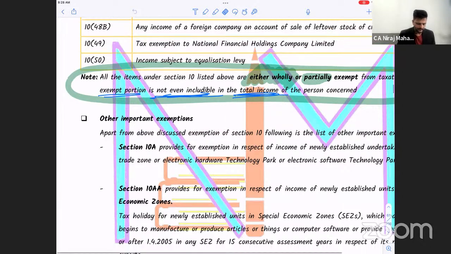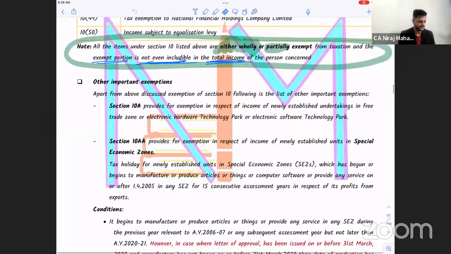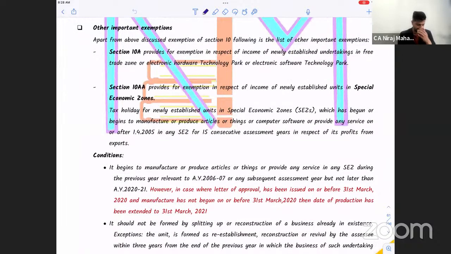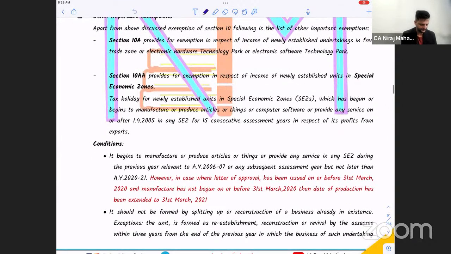All right. Now we're going to look at other exemptions right now. Okay, pay attention now. Other important exemptions. Apart from above discussed exemptions of section 10, following is a list of other important exemptions. 10A. That story I told you of why that section number has alphabets also now. Yes, because between two sections, when we want to introduce more sections, we keep on using lots and lots of alphabets. 10, 10AA, 10AAA, whatever it can be. Or AB, AC, whatever. I'm just giving you examples. Clear till here? Pay attention.